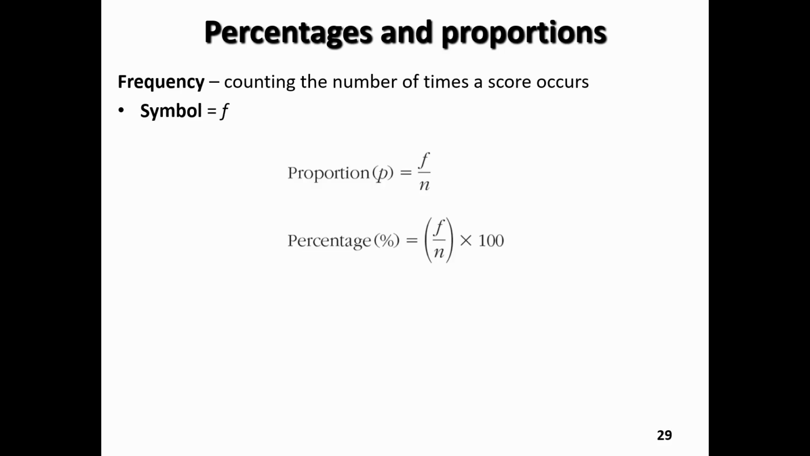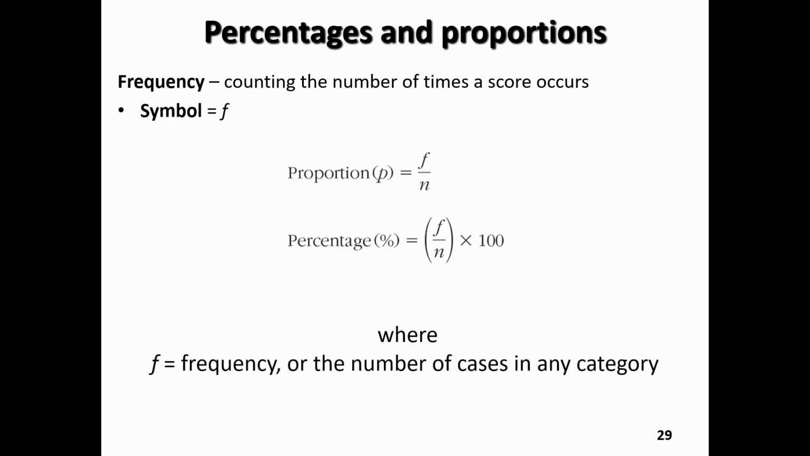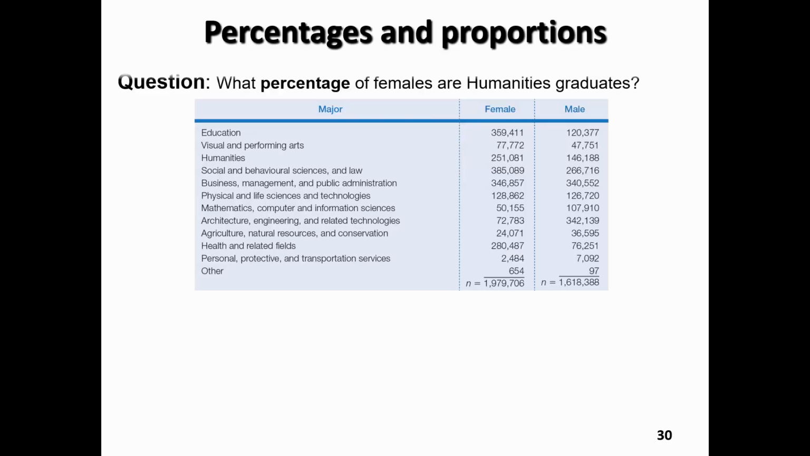The symbol is an italicized lowercase f that is used to compute what are proportions or percentages. And we'll work through two examples of these calculations. So f refers to the frequency, which is an absolute number of cases that fit within a particular category. And n refers to the total number of cases in all the categories combined.